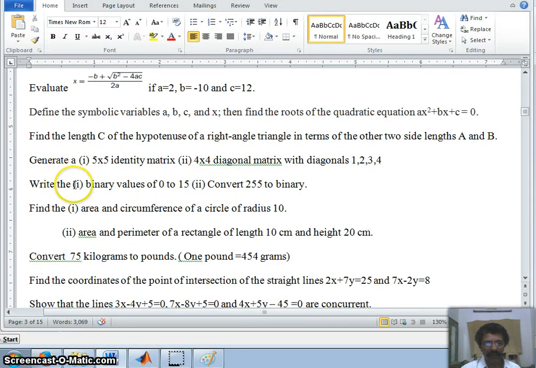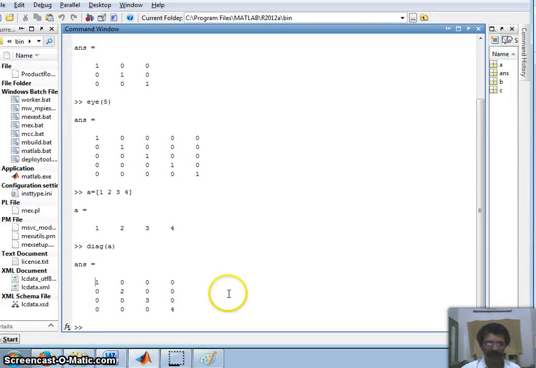The next one, write the binary value of 0 to 15 and convert 255 to binary. Of course almost all computer students know that. For example, I can represent 8 as the binary number 1000, because the first weight is 1, the second is 2, the next is 4, and this one is 8.